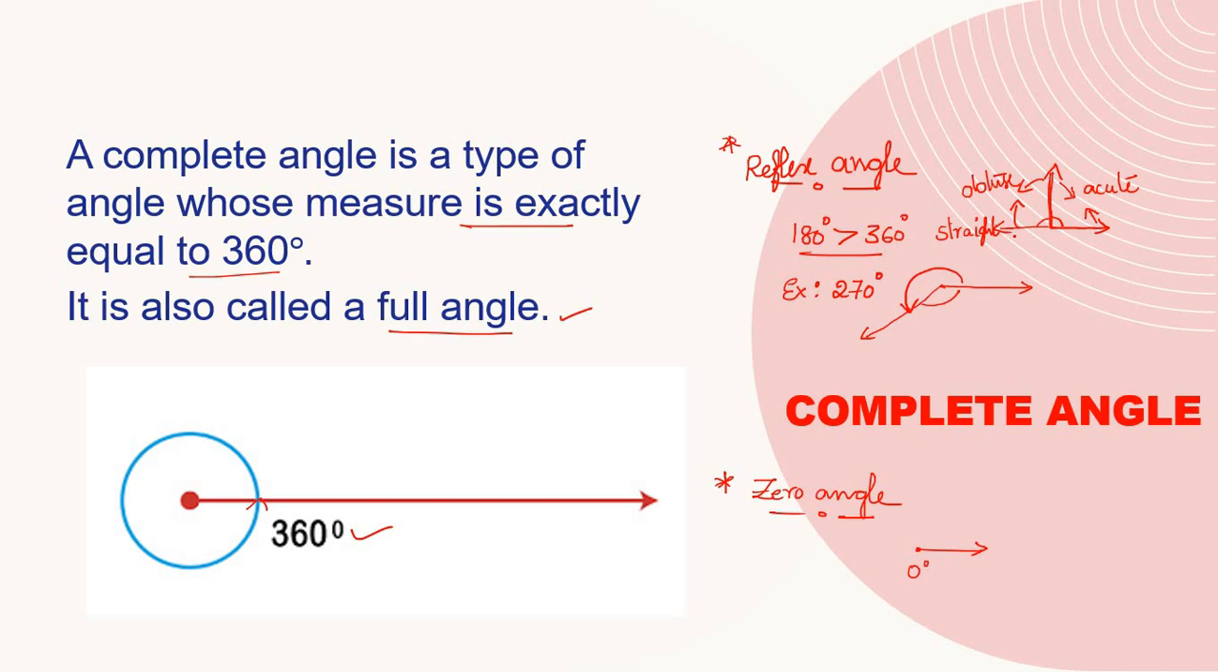If it is more than 180 degrees and less than 360 degrees, it is called a reflex angle. If it is exactly a complete 360 degrees, it is called a complete angle. If there is no rotation, it is called a zero angle. Based on the rotation of the ray, we get different types of angles. If there is no rotation, it is a zero angle.